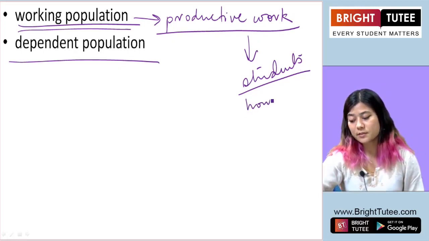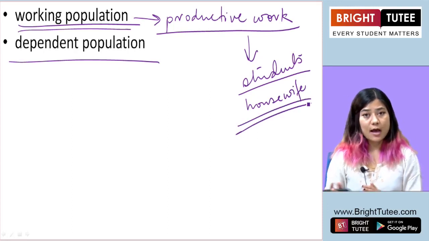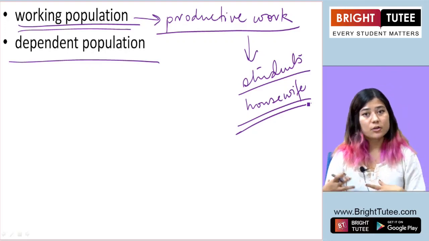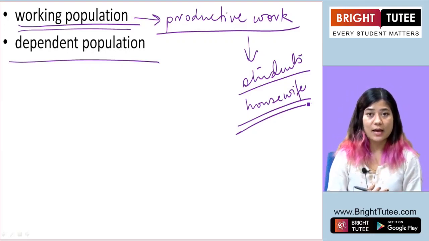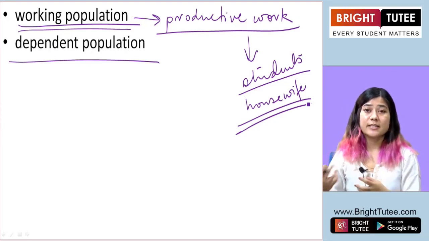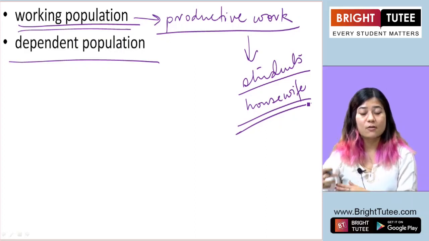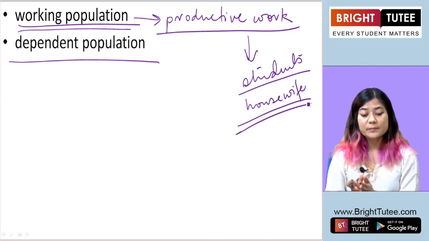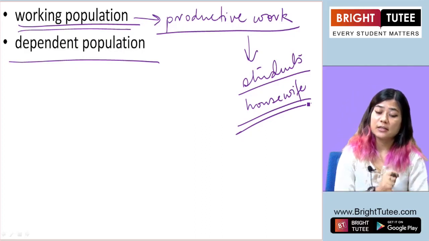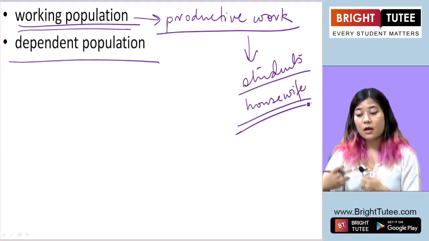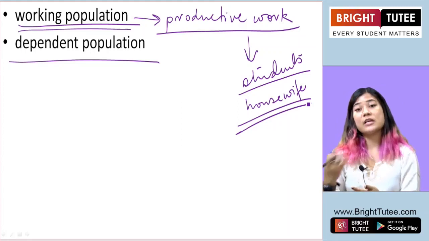Similarly, housewives. These housewives also are added in the working population. They do not produce something, but they take care of the house. They look after the family. The students, after they study, can also join the workforce. They can also become part of the manpower. So all these people are included in the working population, people who are producing goods and services directly or indirectly.